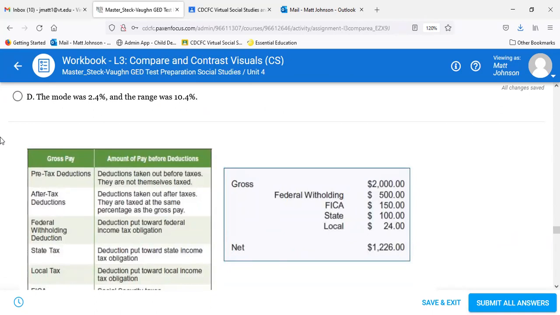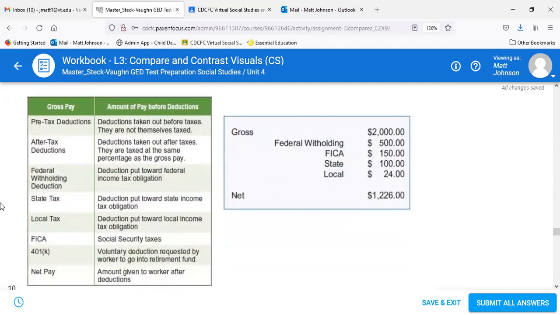Gross pay, amount of pay before deductions, and what your paycheck may look like over here. So gross pay in our column, pre-tax deductions, after tax deductions, federal withholding tax, state tax, local tax, your FICA, your 401k, and your net pay. Right, so way down at the bottom after everything else is removed, you get your net pay.